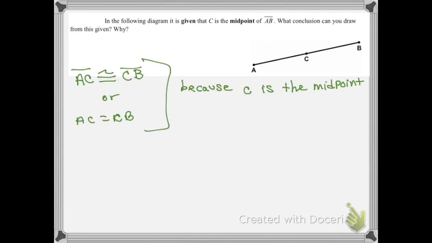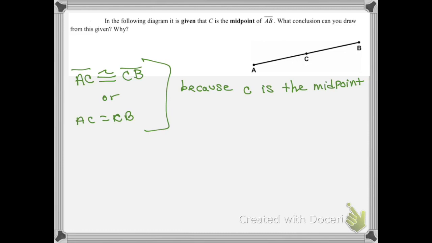So let's look at an example here to draw inferences from the diagram. In the following diagram, it is given that C is the midpoint of AB. What conclusions can you draw from this given? All right, I hope you had some time to think. So of course, we have segment AC is congruent to segment CB. That's one notation you could use. Or you can use the other notation, which is saying AC is equal to CB. So notice the difference in those two, okay? And the reason I can say that is because C is the midpoint.